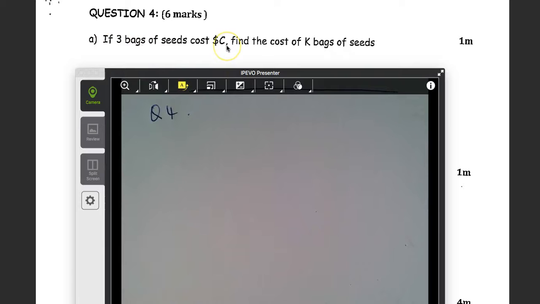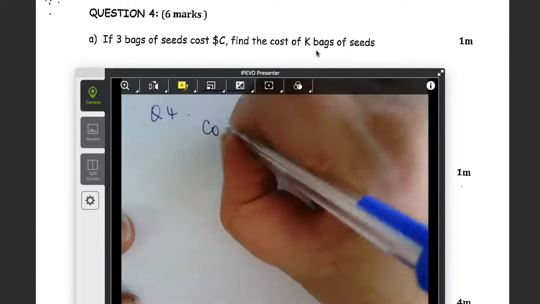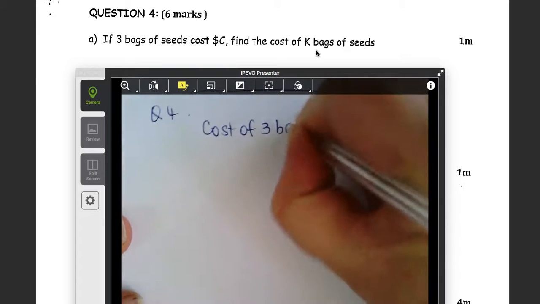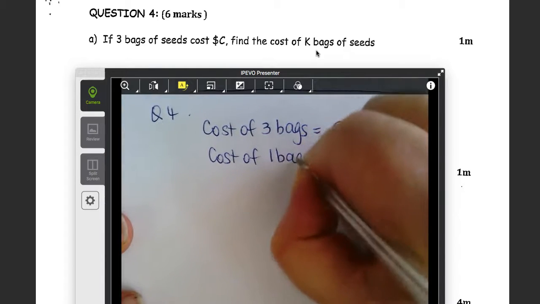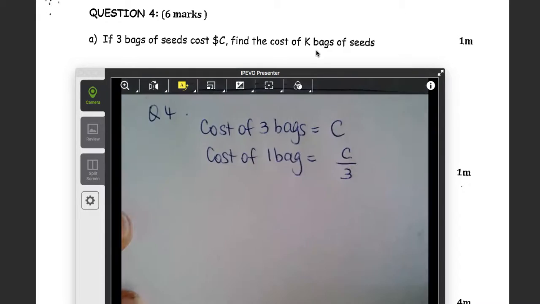Seeds cost C dollars. Calculate the cost of K bags of seeds. Now, let's just make up any number for C. Let's say 3 bags of seeds cost, I don't know, $15. How would you work out the cost of 1 bag? You divide it by 3. So, if C was, say, $15, wouldn't 1 bag cost 15 divided by 3? So, if the cost of 3 bags equals C, then the cost of 1 bag would be whatever C is divided by 3. Do you agree with that?